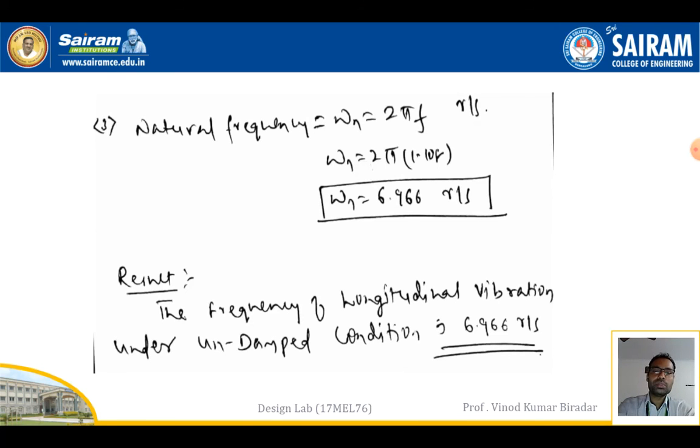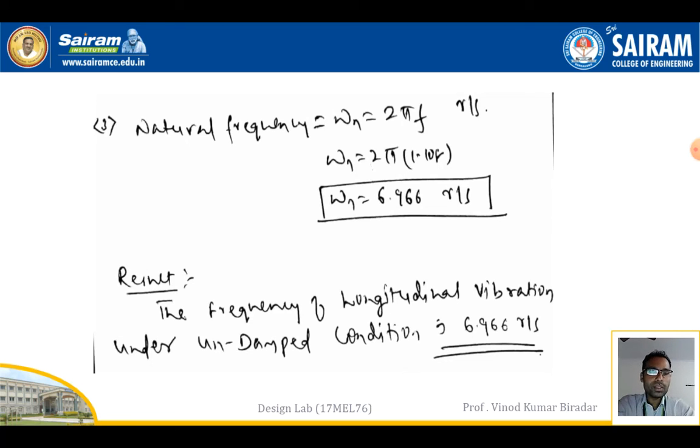The frequency of free vibration is called the natural frequency, denoted by omega n. Here we get 6.966. The result is that the frequency of longitudinal vibration under the undamped condition is 6.966 radian per second. Otherwise you can write all these three values. So that is about the result.